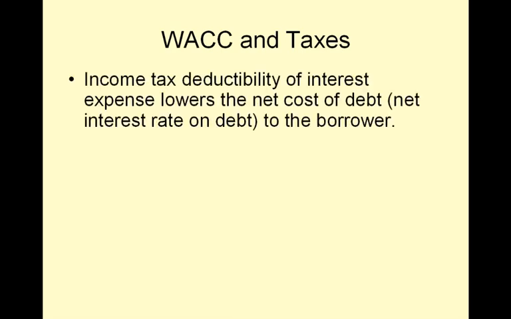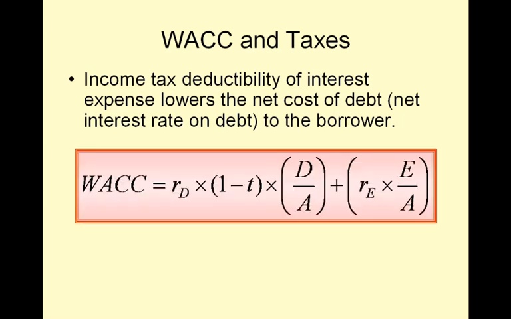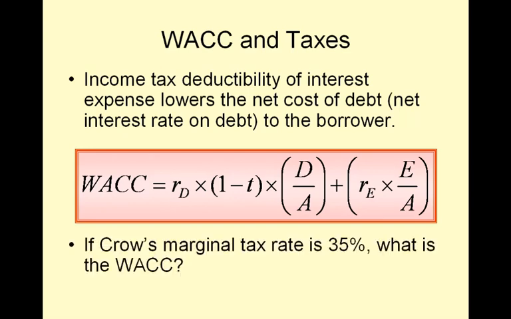If Crow is a tax-paying entity, its net cost of debt is actually lower than the rate it pays in the market, because income tax deductibility of interest expense lowers the net cost of debt, or the net interest rate on debt, to the borrower. So we have a new adjusted weighted average cost of capital formula to take account of the income tax deductibility of interest expense. If Crow's marginal tax rate is 35%, what is its tax-adjusted weighted average cost of capital?